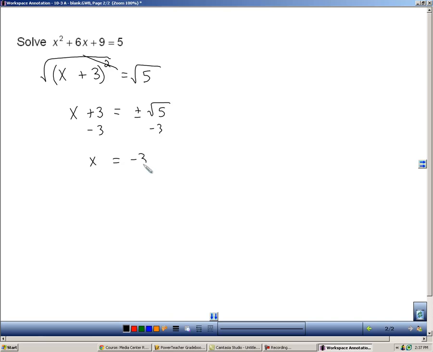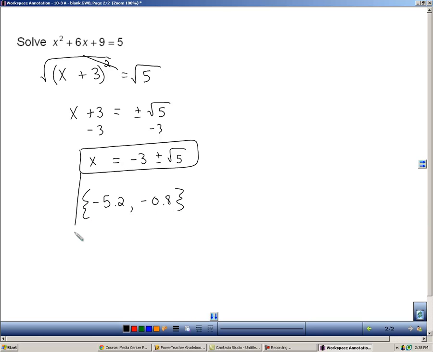X equals negative 3 plus or minus the square root of 5. Like I said, that's an okay final answer. If you actually need the two values, the numbers, you can plug it into your calculator. And negative 3 minus the square root of 5 is negative 5.2. And negative 3 plus the square root of 5 is negative 0.8. So that's what the decimal answers are if you round them.